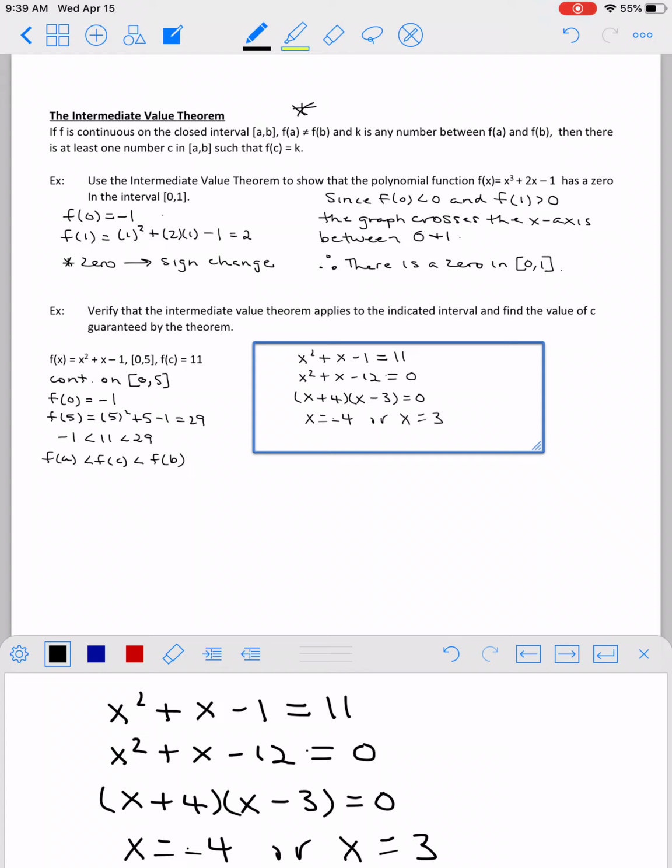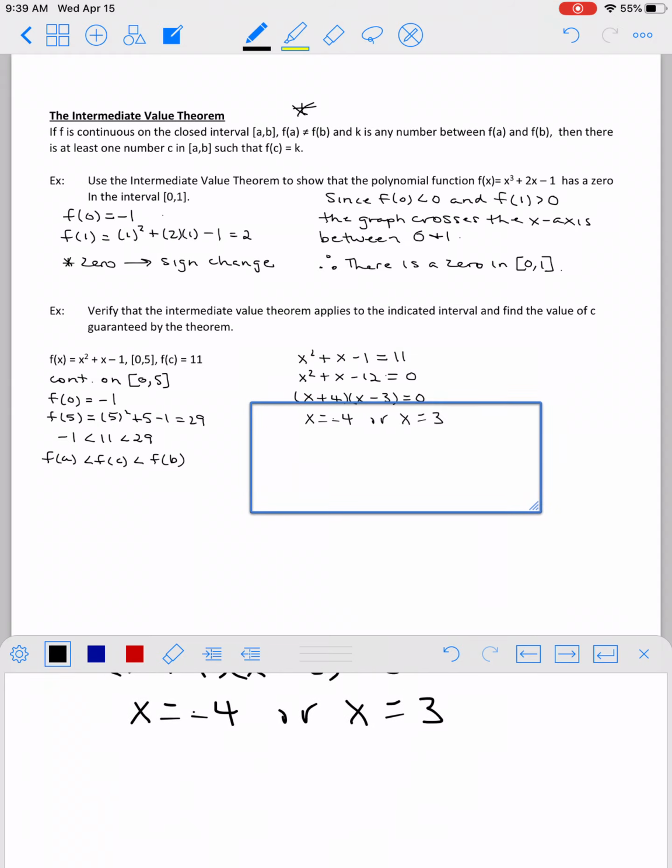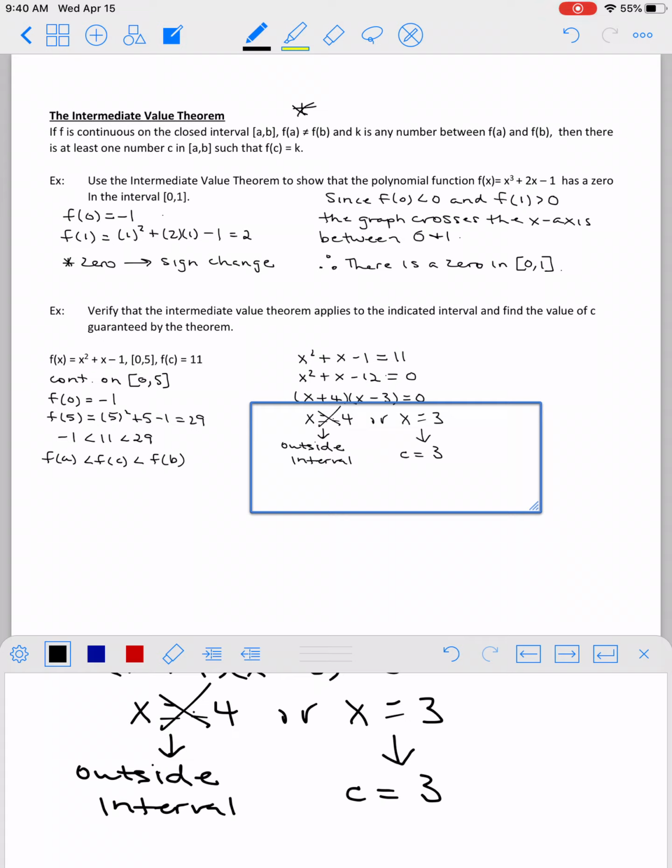Our next job at this point is to check. This one we're going to cross off, and the reason is it's outside the interval. And this one we're going to take. So that means, since our x is 3, that means our C value is 3, and it was f of 3 that generated the 11.